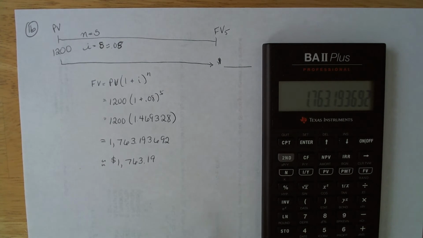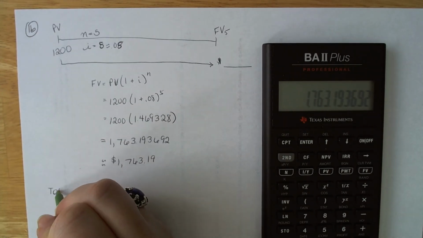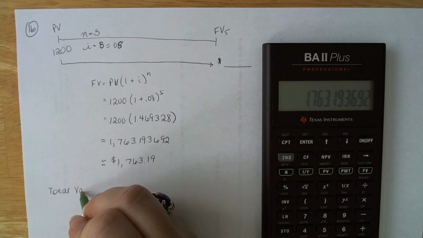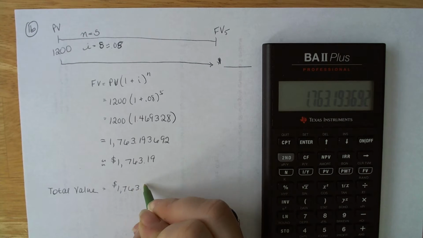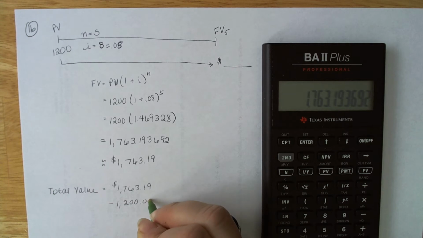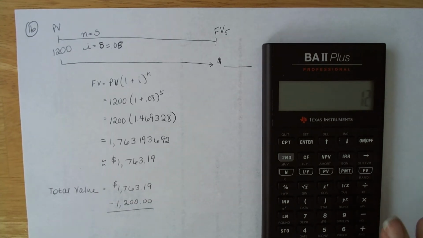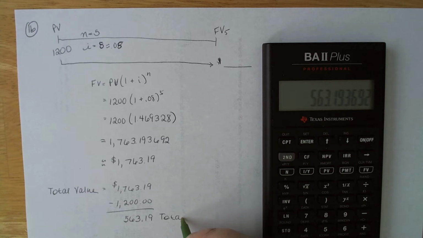Now, before we go to the calculator keys, it says how much is the total interest earned on this investment. So for total interest, we're going to look at the total value of the asset, which is $1,763.19, and we're going to subtract out what we put in ourselves, which was $1,200. When we take out the $1,200, we get $563.19. So this is the total interest.